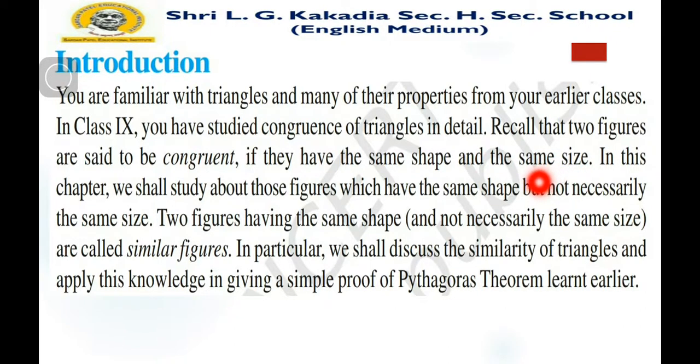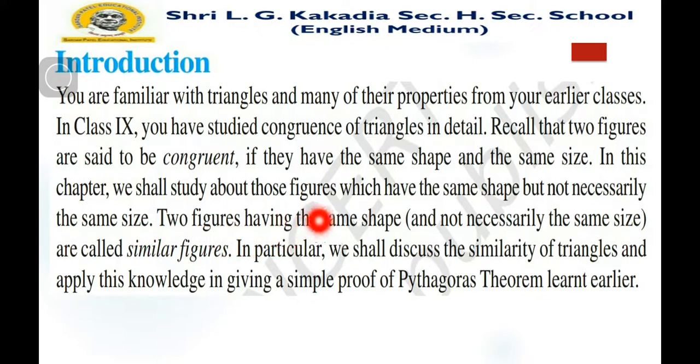If two triangles are given, and the sizes of the three sides of one equal the sizes of the three sides of the other, then we can say that the given two triangles are congruent. In this chapter, we shall study those figures which have the same shape but not necessarily the same size, meaning one figure cannot coincide with the other.